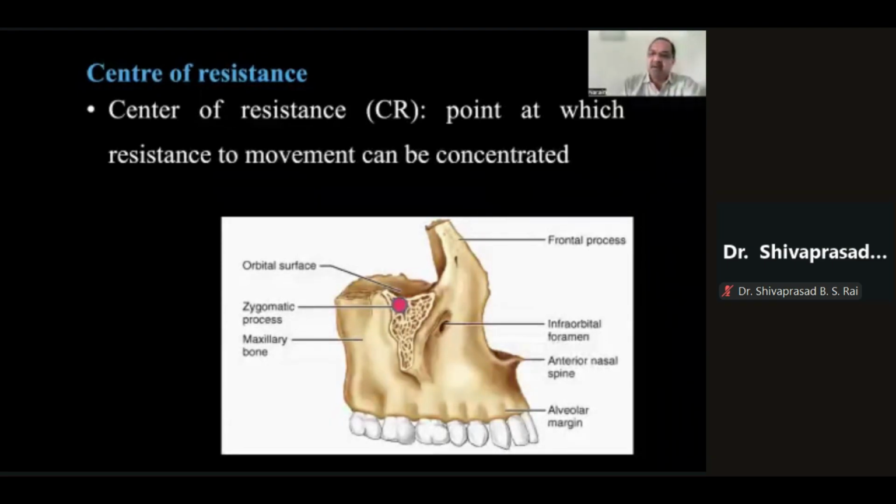biomechanics. First of all, I'm sure that most of you are third year students, and so you would definitely have an idea about the basics of biomechanics. I would just like to define what is center of resistance and moment, and then we can continue. The center of resistance of a body is the point at which there is a resistance to movement. So this is the center of resistance of the maxilla.